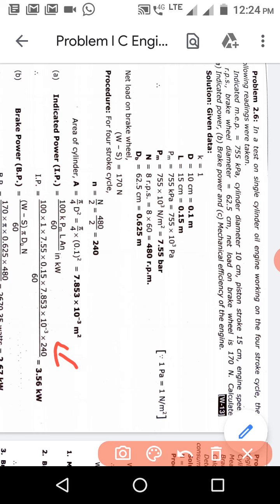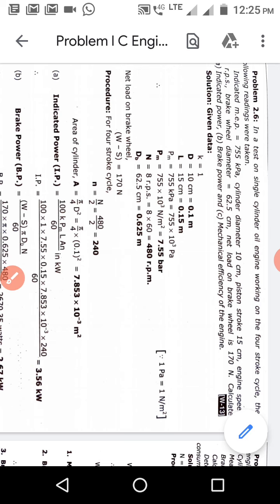Once we put all the values in the formula, we can calculate the indicated power, and what we got is equal to 3.56 kilowatt. So likewise we have calculated the indicated power.